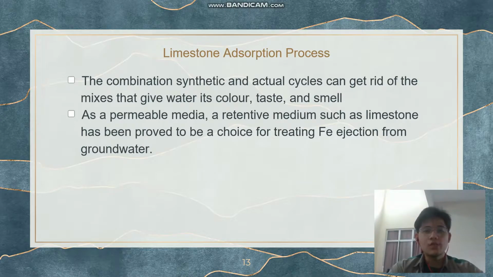Limestone absorption process. The combination of chemical and physical cycles can get rid of the compounds that give water its color, taste, and smell. As a porous media, a retentive medium such as limestone has been proved to be a choice for treating Fe removal from groundwater.